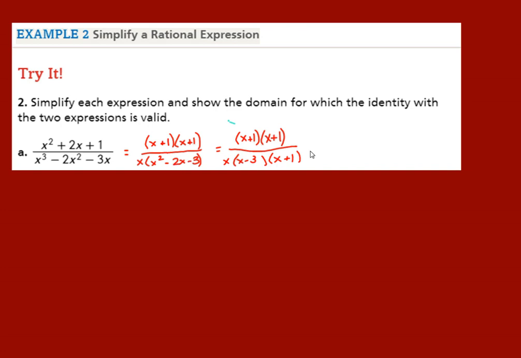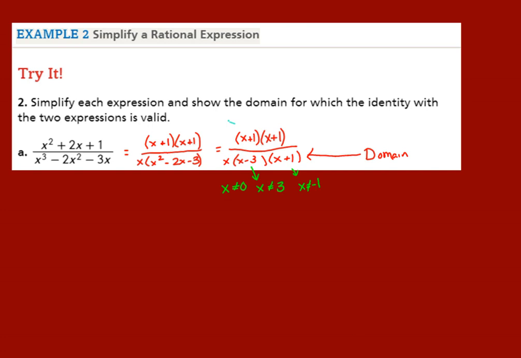Now, from this step, I'm going to get my domain. This is going to give me my domain right here, before I even cancel anything out. Because all of this down here is pretty easy to see what's going to make my denominator 0. Right here, x can't be 0. Right here, x can't be positive 3. Let me erase that and make that a little bit clearer. And right here, x can't be negative 1. So my domain will be all x's except for those 3 numbers.